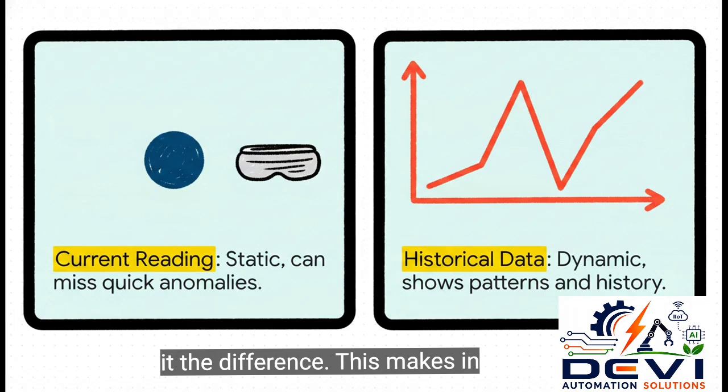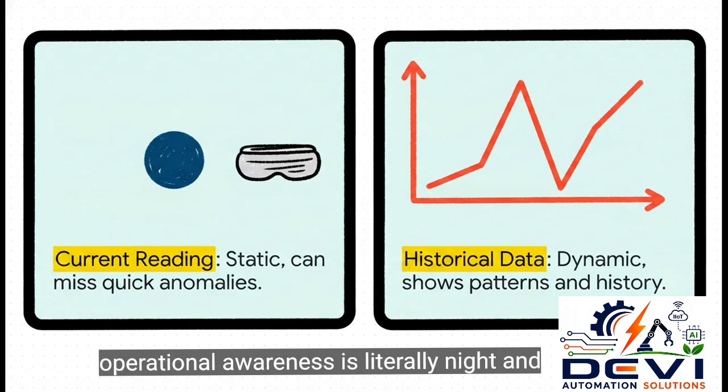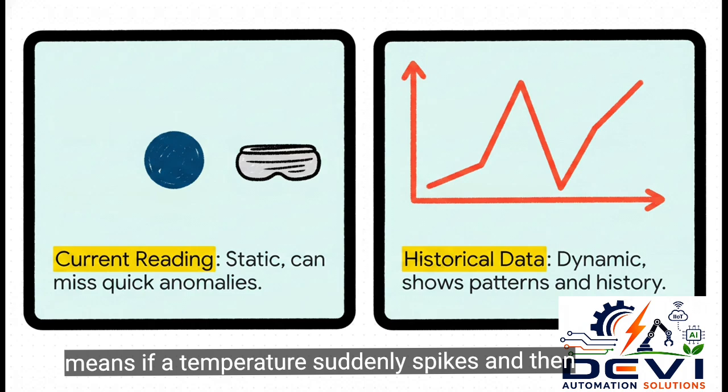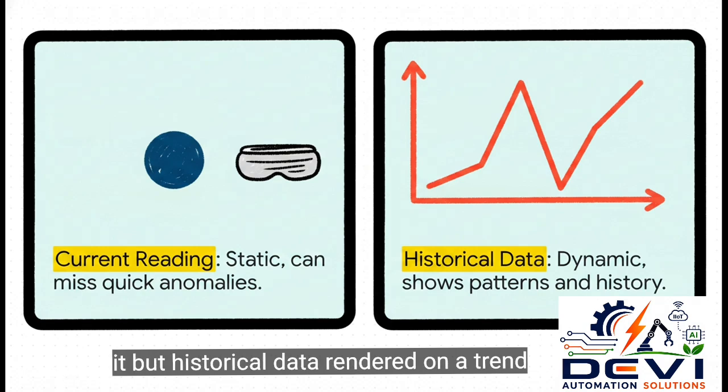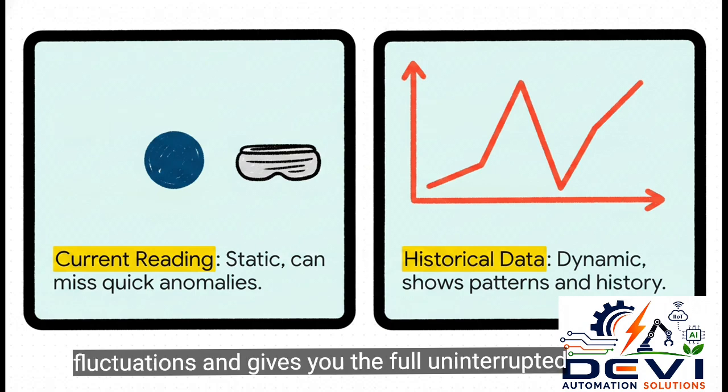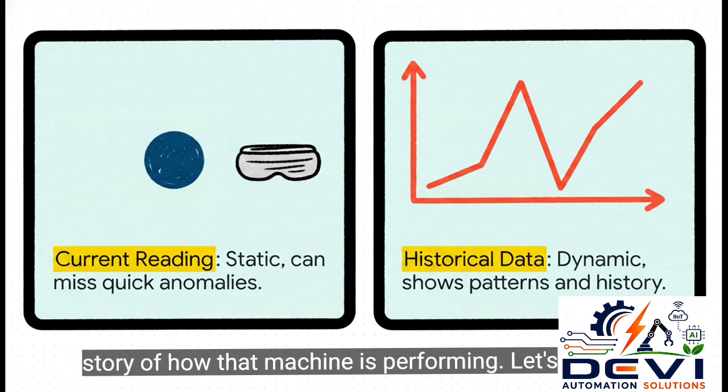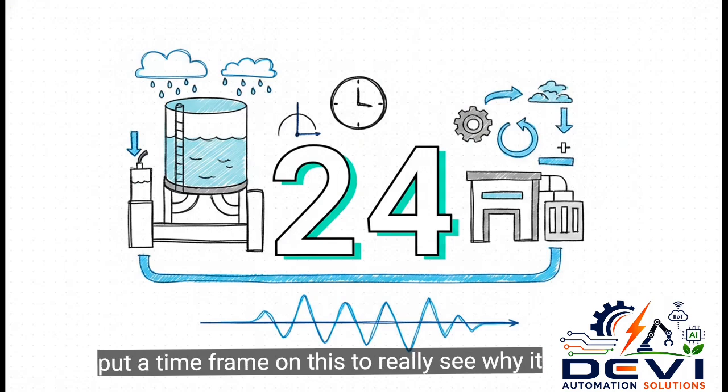The difference this makes in operational awareness is literally night and day. On one hand, a static, current reading means if a temperature suddenly spikes and then drops while you step away to grab a coffee, you completely miss the anomaly. There's no record of it. But historical data rendered on a trend screen, that is dynamic. It pulls back the curtain on hidden patterns, those tiny fluctuations, and gives you the full, uninterrupted story of how that machine is performing.